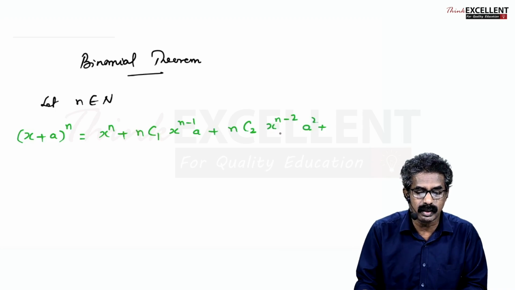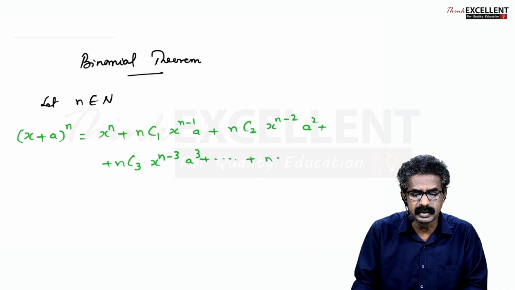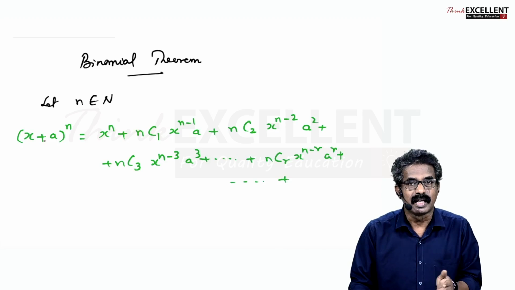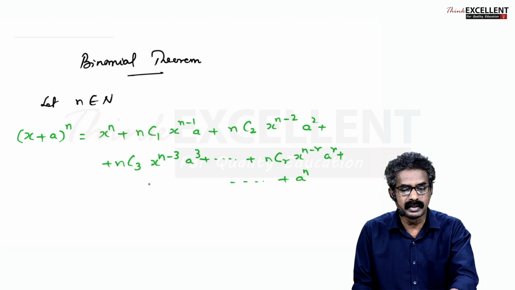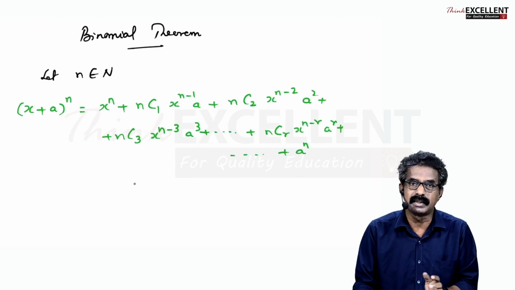Can you guess the next one? nC3, x raised to n minus 3, a raised to 3, plus etc. It goes on like this. And the general term will be nCr, x raised to n minus r, a raised to r, plus etc. And the last term will be, first term is what? x raised to n, and the last term is a raised to n. This is called binomial expansion, (x plus a) raised to n.